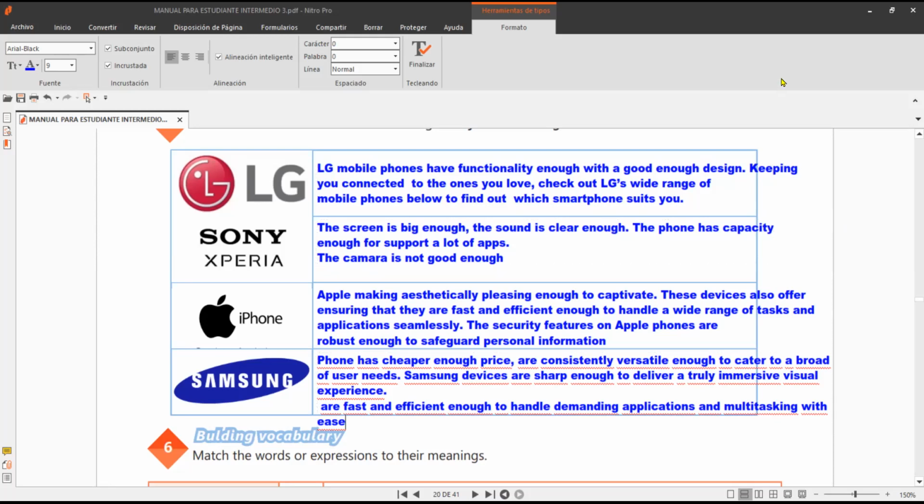Okay, about Samsung, phone has cheaper enough price. Cheap enough price. Cheap, okay. Are consistently versatile enough to cater to a broad of user needs. Samsung devices are sharp enough to deliver a truly immersive visual experience, are fast and efficient enough to handle demanding applications and multitasking with ease. Yes. Okay, well, thank you, mister.